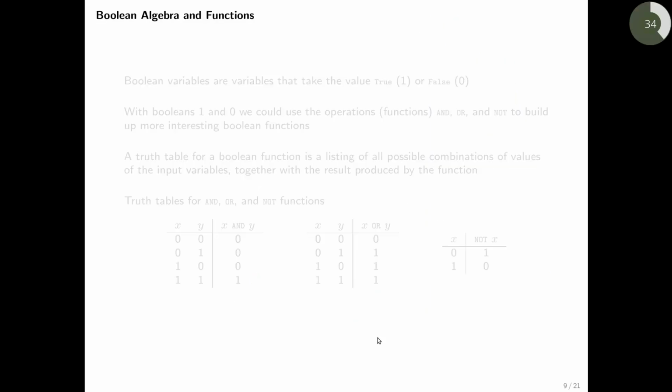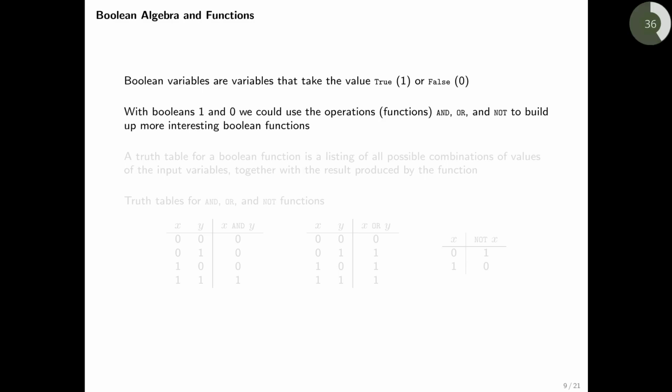Okay, so now let's talk about Boolean algebra and Boolean functions. Boolean variables are variables that take on one of two values: true or false, 1 or 0, on or off, and so on. And with Booleans 1 and 0, we can use operations or functions called AND, OR, and NOT to build more interesting Boolean functions. Okay, and we'll see some examples of that.